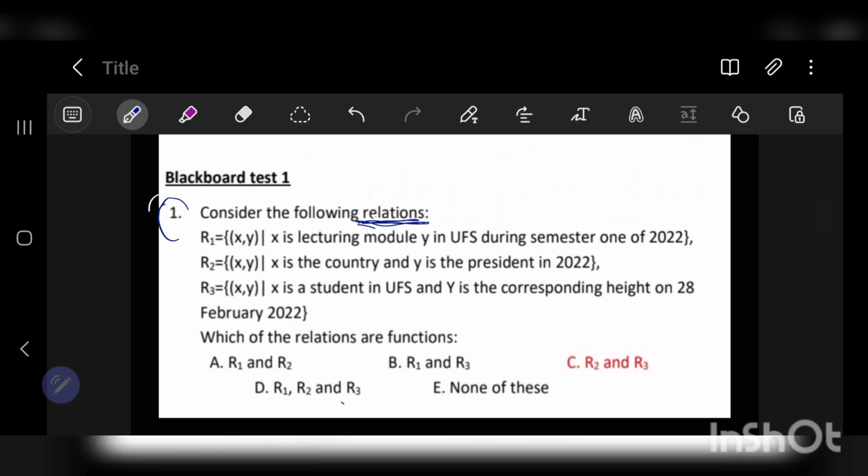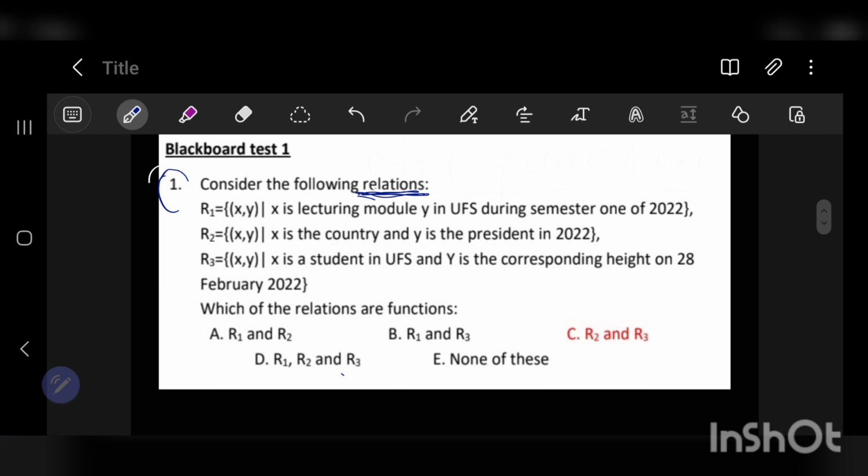Number 1 is a question that was taken from our Blackboard test number 1. In this case, we are given a relation. The question asks which relation is a function. Before you can even attempt to answer this question, you have to understand what is a function and what is not a function.